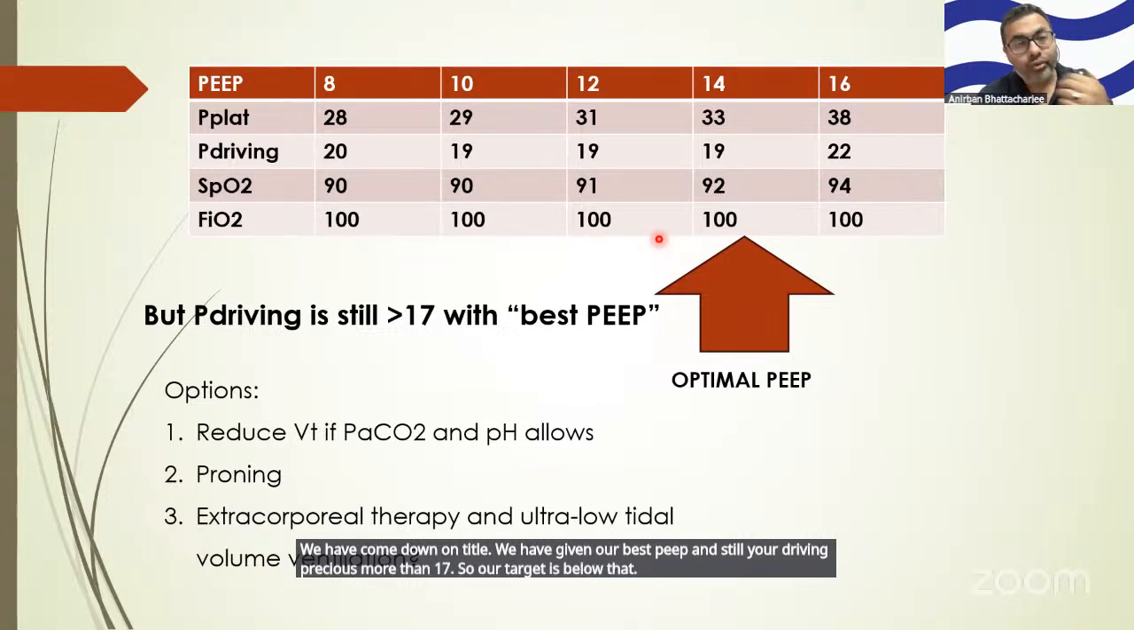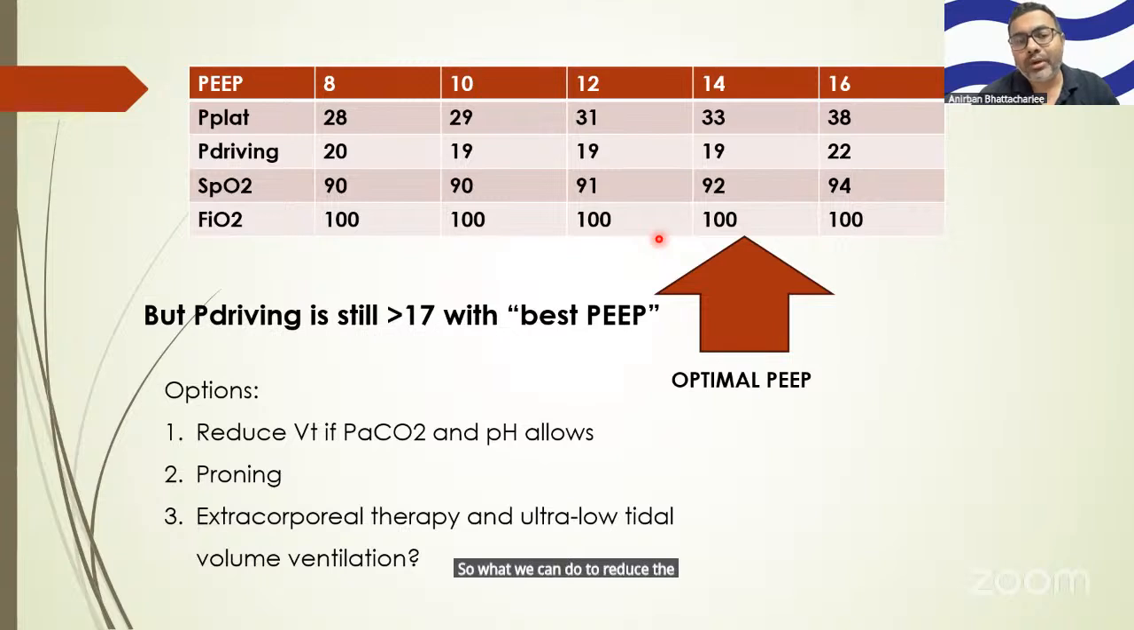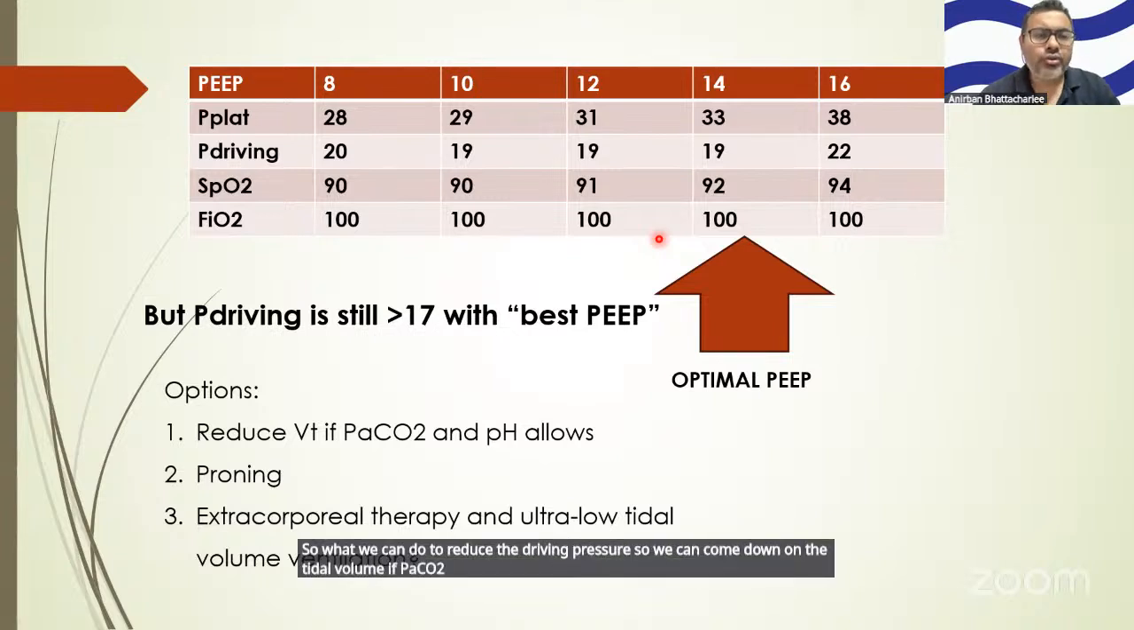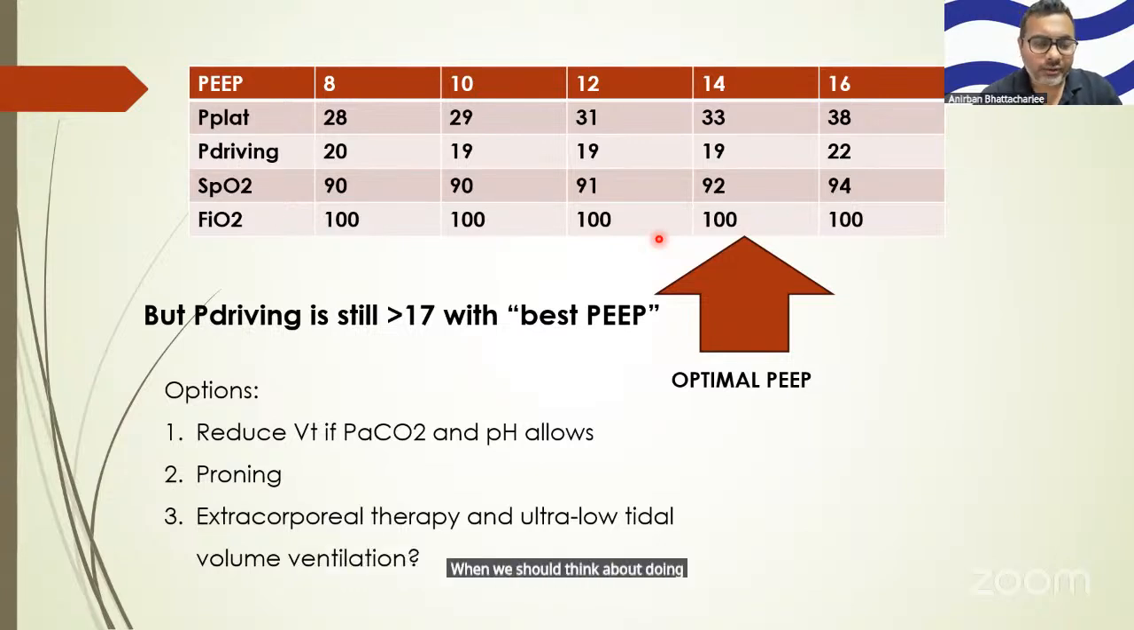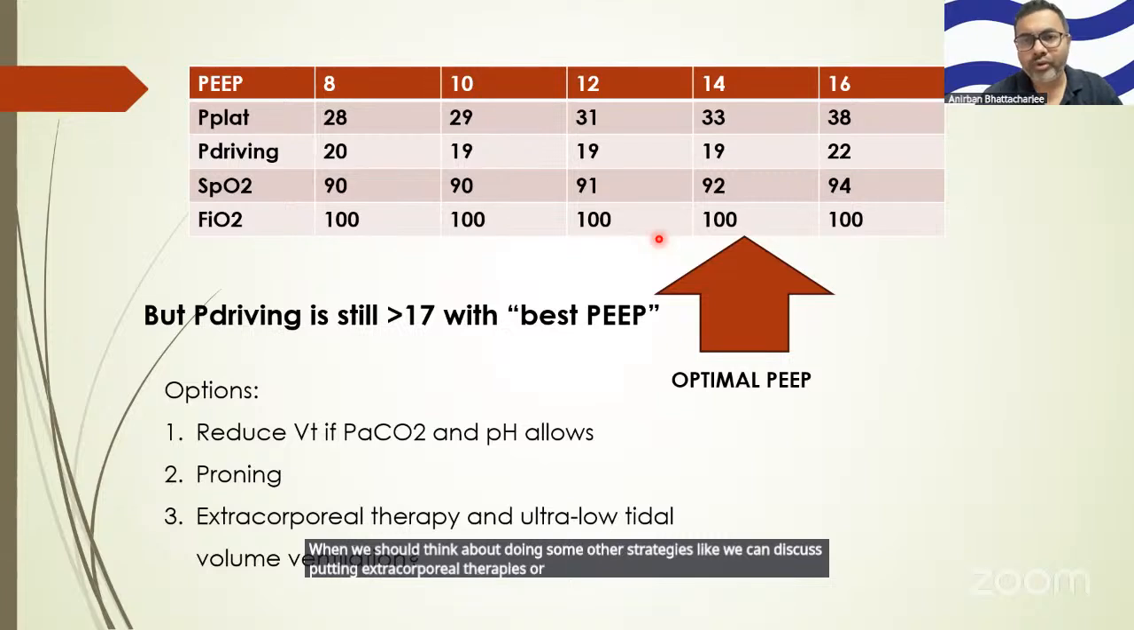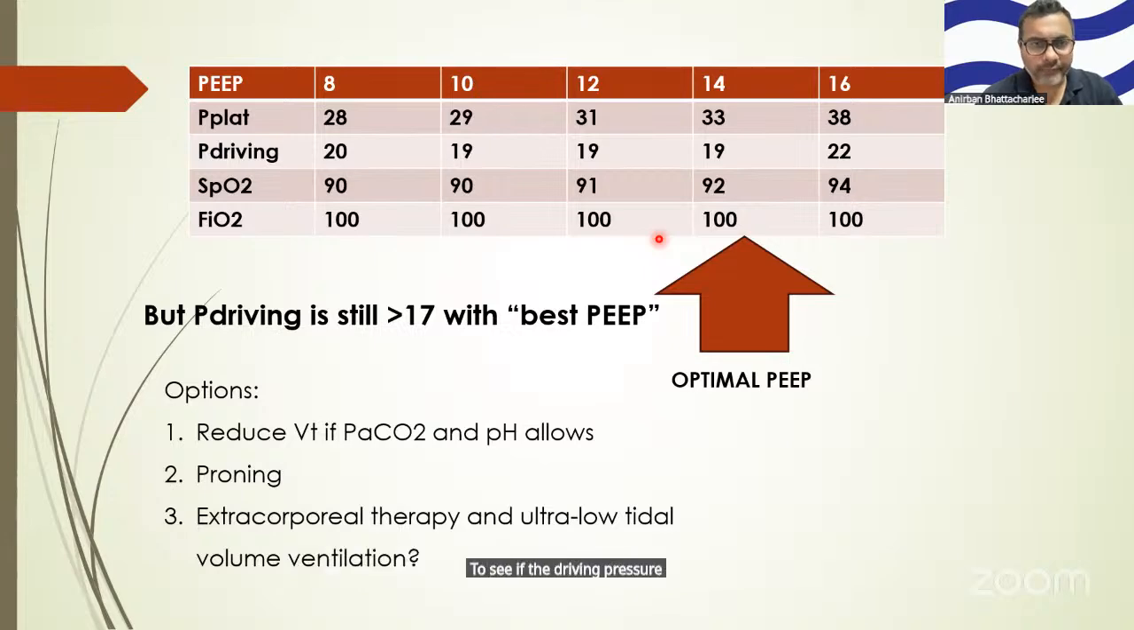So what can we do to reduce the driving pressure? We can come down on the tidal volume if PaCO2 and pH allow. If your PaCO2 is already beyond 60 and pH is already 7.15, we cannot come down on tidal volume, and that is when we should think about other strategies: we can discuss extracorporeal therapies, or we should prone these patients to see if the driving pressure improves or not.